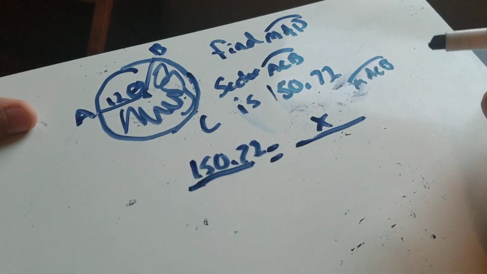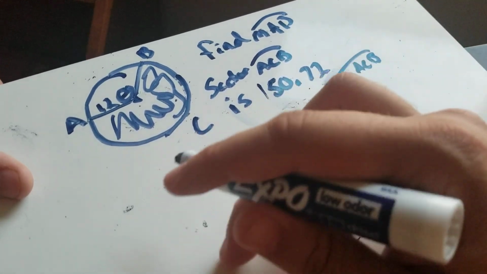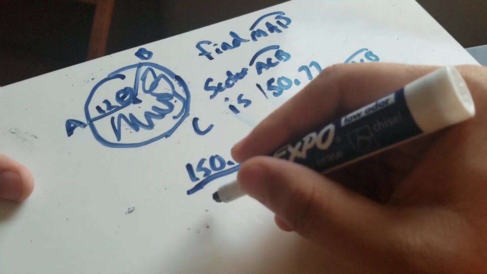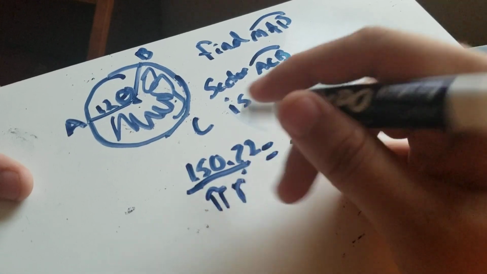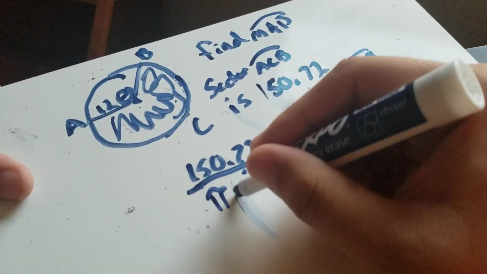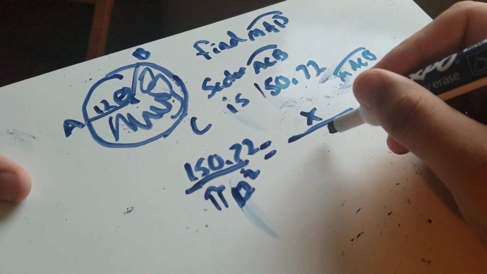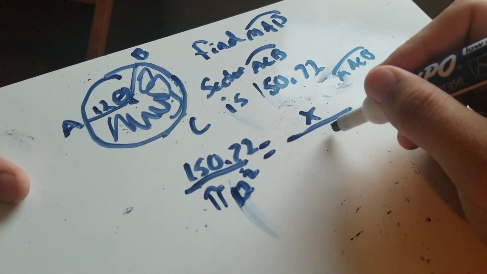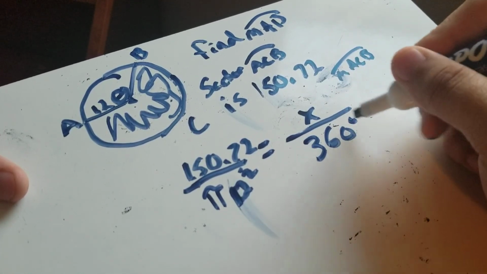150.72. We have the radius right here, which is 12. So that allows us to find the area, which is pi radius squared, or pi, I can actually plug in the number, 12 squared. And we got this section right here. The whole rotation of the circle is always 360 degrees. Our very consistent friend here.